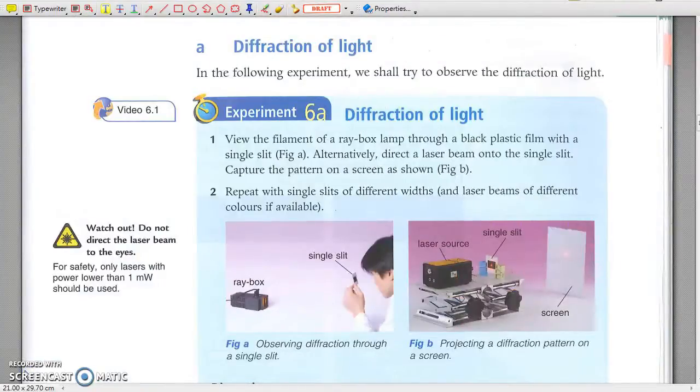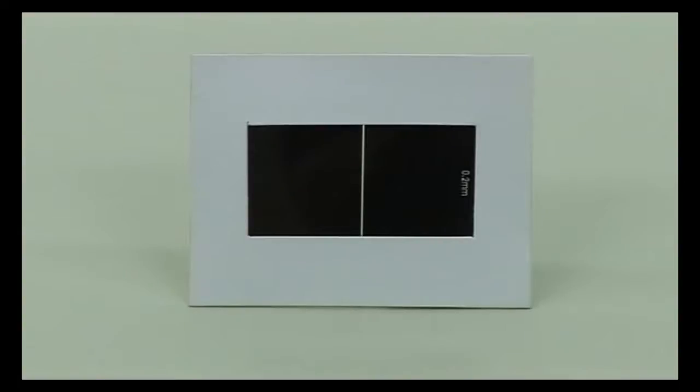A. Diffraction of light. It is not difficult at all to demonstrate diffraction of light. Let's take a look at the following experiment. Experiment 6A. Diffraction of light. This black plastic film has a very narrow slit. When we view the filament of a ray box lamp through the slit, we see a diffraction pattern.